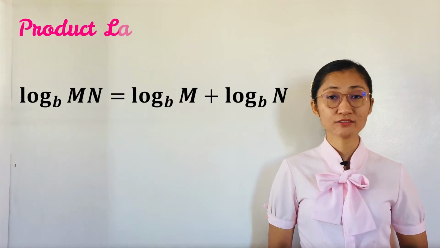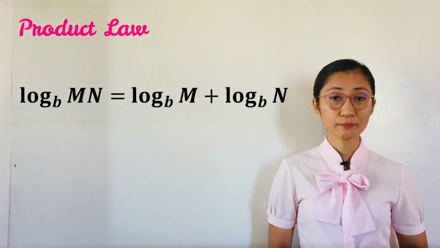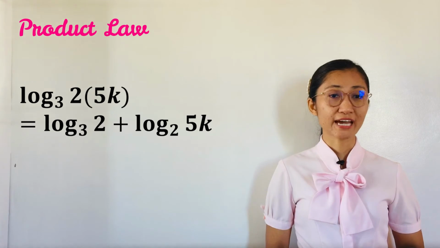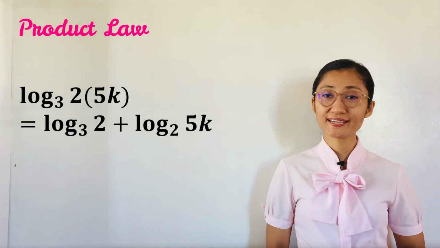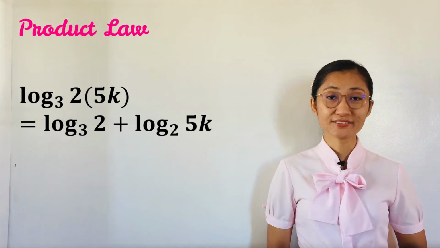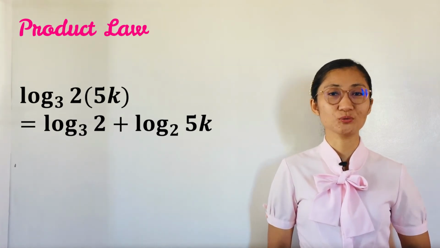For laws of logarithms, first is the product law, which states that logarithm of m times n to the base b equals logarithm of m to the base b plus logarithm of n to the base b. That is, logarithm of 2 times 5k to the base 3 equals logarithm of 2 to the base 3 plus logarithm of 5k to the base 3.